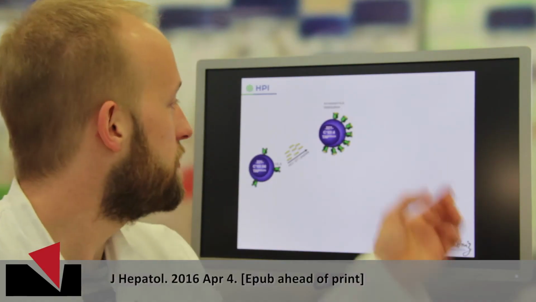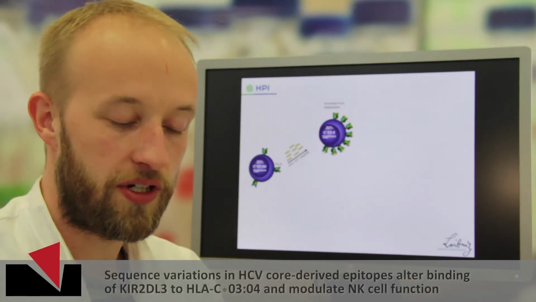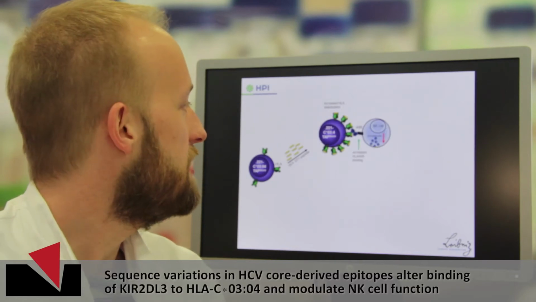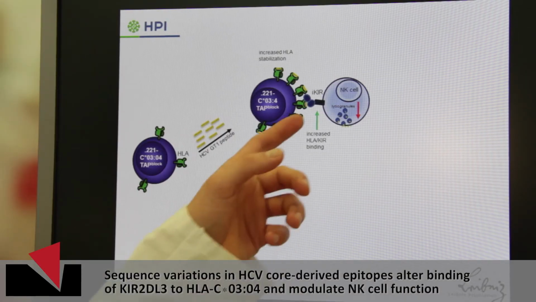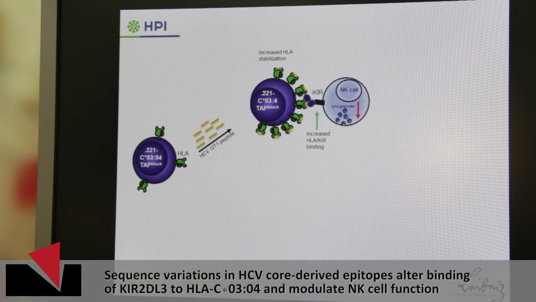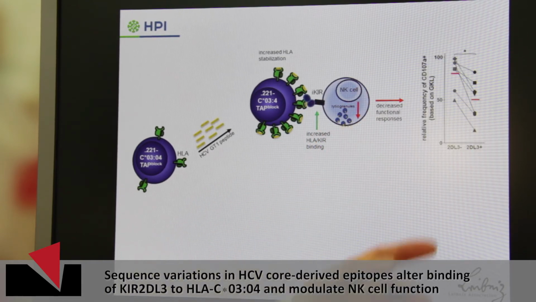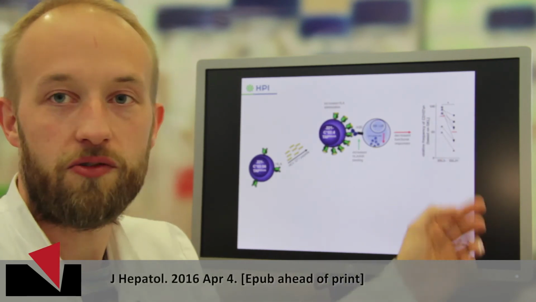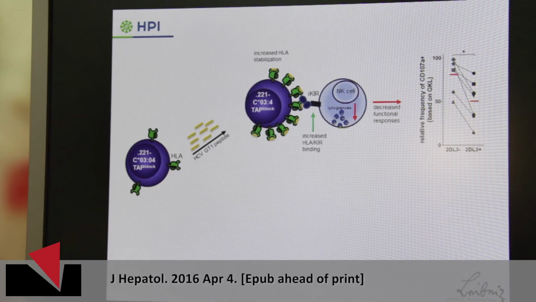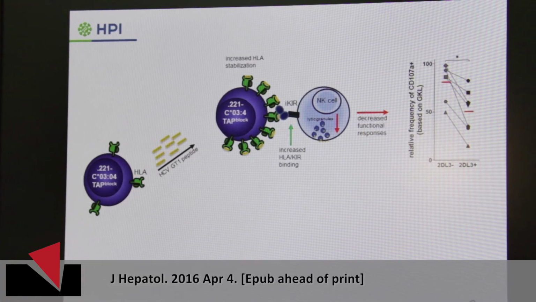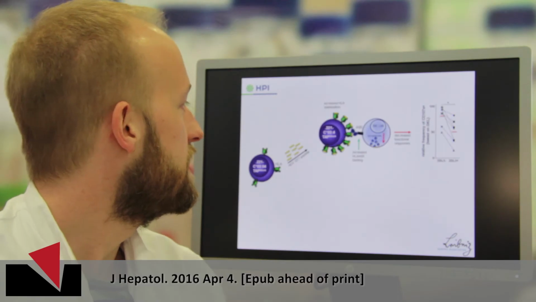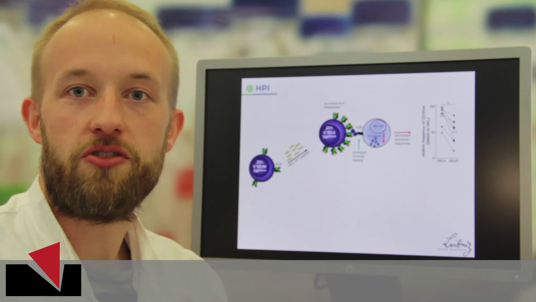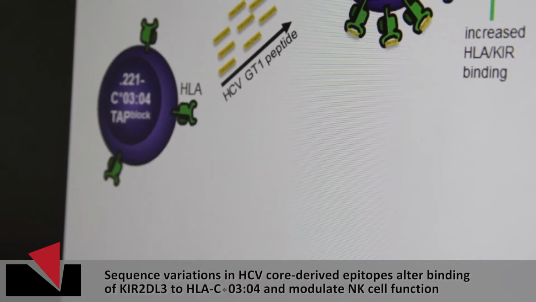If we then use those peptide-loaded target cells and put them together with human NK cells, we are able to see that if the NK cell expresses the receptor that is able to interact with the peptide-HLA complex, their function is inhibited, but if they don't express the receptor, their function is not inhibited, showing us that viral peptides are able to inhibit NK cell function. Or more specifically, viral peptides from HCV genotype 1 are able to inhibit NK cell function.